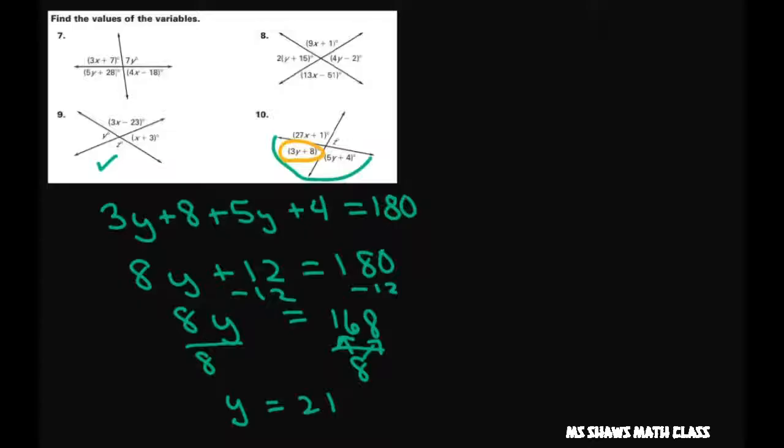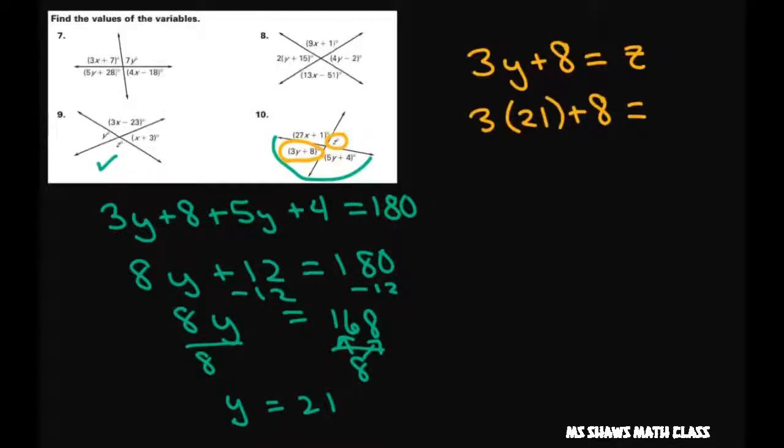Now to get the others, I'm going to go ahead and set this equal to z. So 3y plus 8 equals z. So 3 times 21 plus 8 equals z. So this is going to be 63 plus 8 equals z. And 63 plus 8 equals 71. So 71 is z.